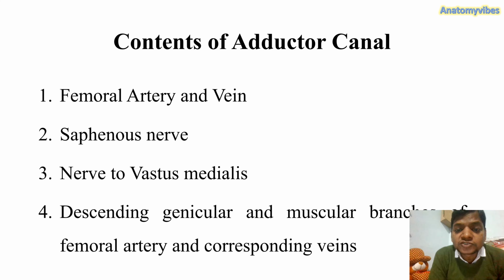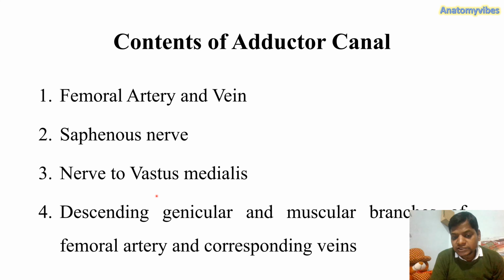What are the contents of adductor canal? As we have discussed, contents are actually coming from femoral triangle. There we have femoral artery and femoral vein. Both are continuous with the adductor canal, so again here we will find femoral artery and femoral vein. Now femoral nerve gives one important branch, that is saphenous nerve. This saphenous nerve will pass through the adductor canal. So one of the important contents of this canal is saphenous nerve.